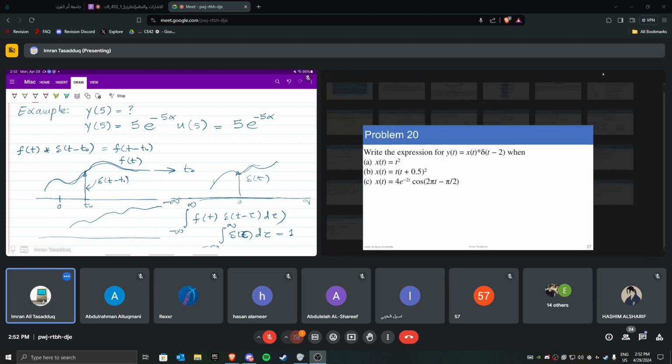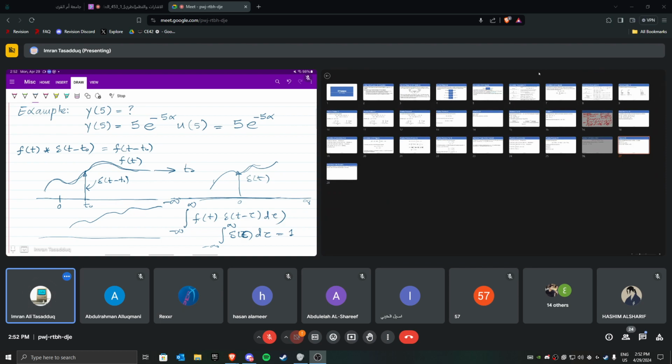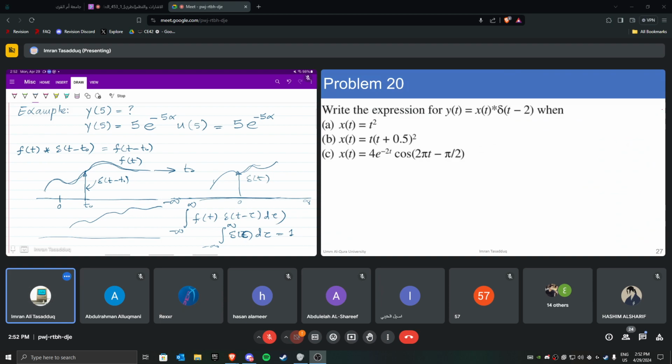Remember that the property that we are using here is going to be this one, if you remember the property. f of t convolution with delta t minus t naught gives you the same function but shifted by the same amount, right?